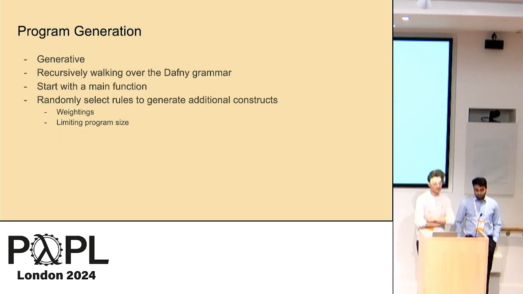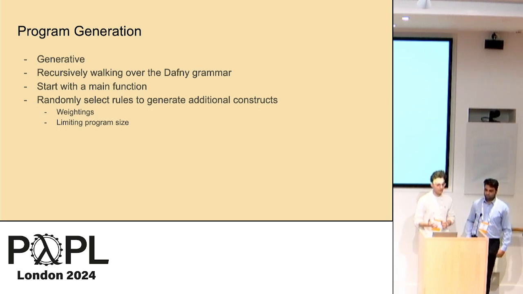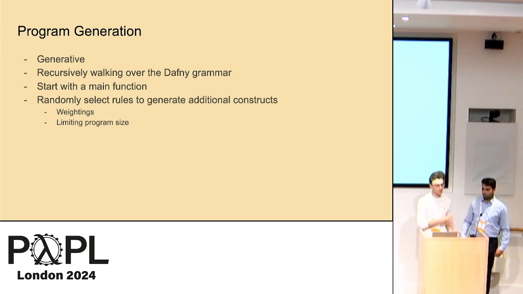Okay, so for program generation, we took something known as a generative approach, and this means we would recursively walk over the Dafny grammar. We would start with a main function in both of the tools, and then we would select over the constructs of the language. For example, maybe a statement could be an assignment or a function call, and then we would use these to generate the rest of the program randomly. And these would be done using weightings to make sure that we limit the program size to something that can be compiled in a reasonable amount of time.